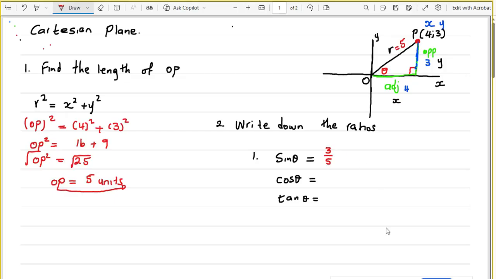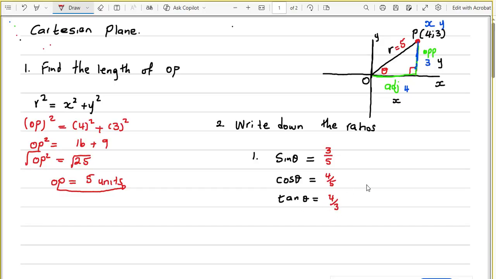All right. Then the cos, that will be adjacent all over hypotenuse, which is 4 over 5. And then the tan of theta, that will be what? The tan of theta is adjacent over hypotenuse. It's x over y, which is 4 over 3.